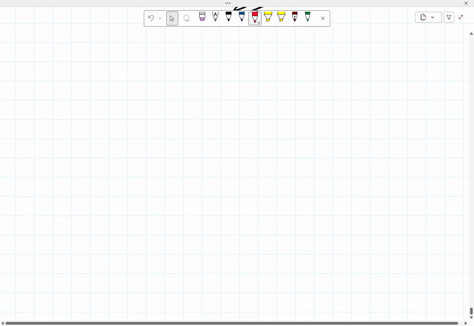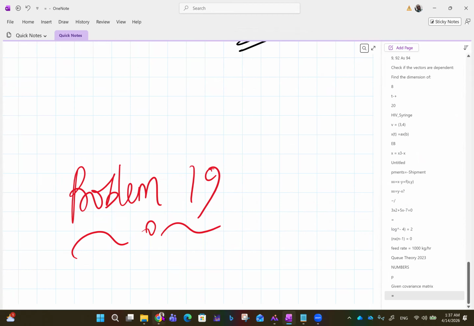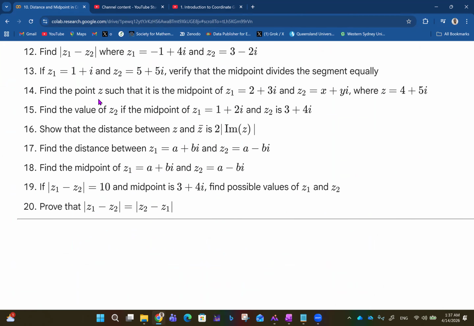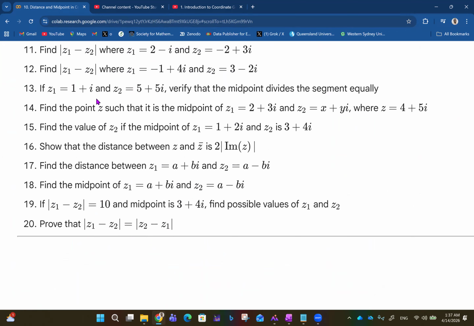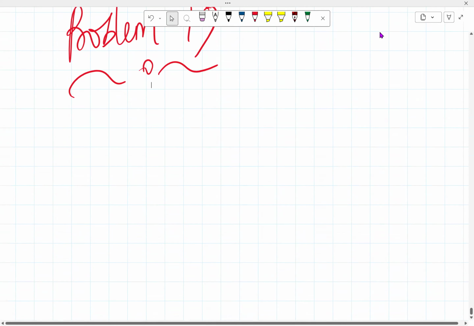Okay, we go to problem 19 now. Again, I want to refer to it once more. Problem 19 says: if the absolute value of Z1 minus Z2 is 10 and the midpoint is 3 plus 4i, find the possible values of Z1 and Z2. I think that's a bit more demanding, but let's see how we can work around that.